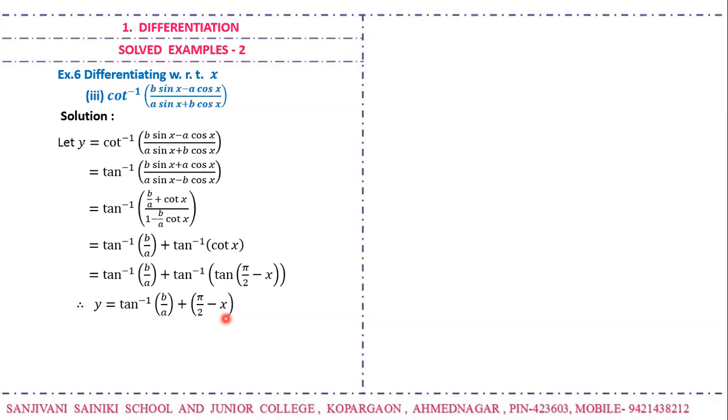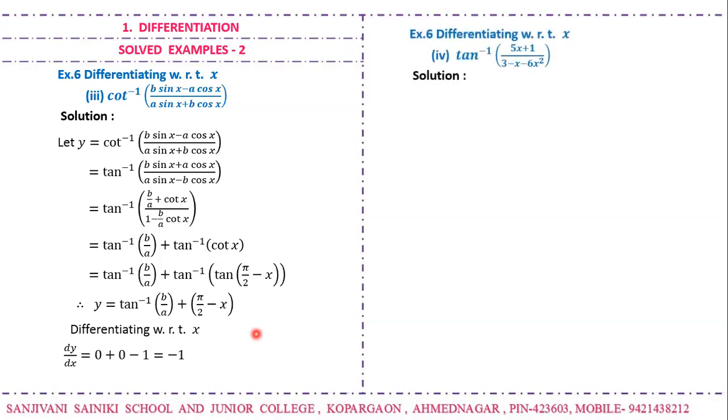Now we'll differentiate this with respect to x. Tan inverse of b by a is a constant, so its derivative is 0. Pi by 2 is a constant, its derivative is 0. Minus x, its derivative is minus 1. So we get dy by dx is minus 1.